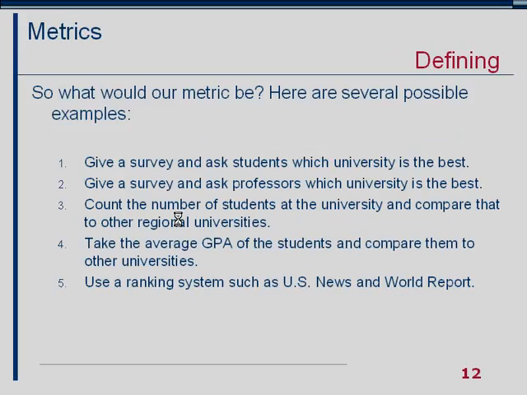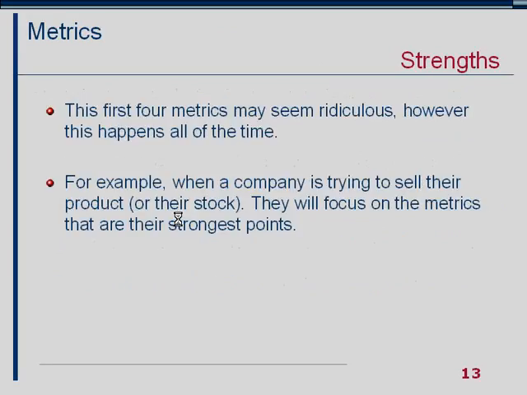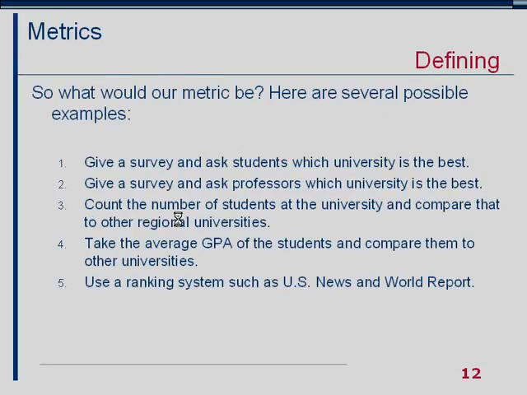We could take the average GPA of the students that we have and compare it to the average GPAs of students at other universities. Or we could use a ranking system such as the U.S. News and World Report. Now, when we look at the first four metrics, they may seem ridiculous, and obviously they are, because each one of these metrics is probably going to be biased based on your population. If you give a survey and ask students which university is the best, they're probably going to rate the university they're going to because it would be in their own best interest. The same is true for professors.